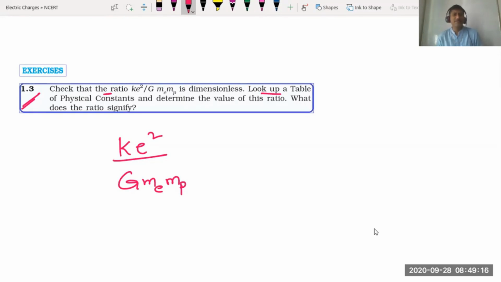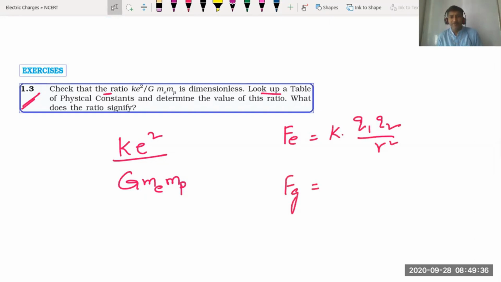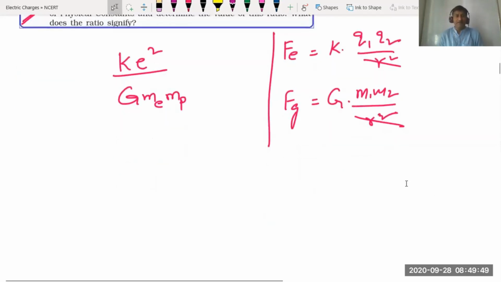In electrostatics, force is constant into Q1 Q2 by R square. In gravitation, the force between two massive bodies is given by G M1 M2 by R square. If you take the ratio, what happens? This R square gets cancelled. This ratio comes like this, so for this we are going to find out the ratio of the constants.